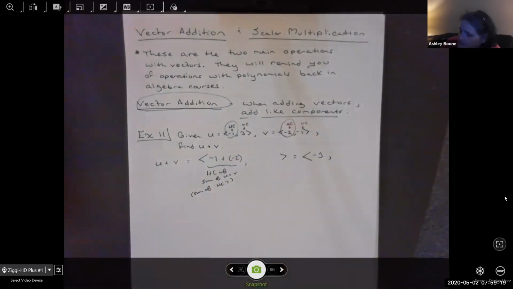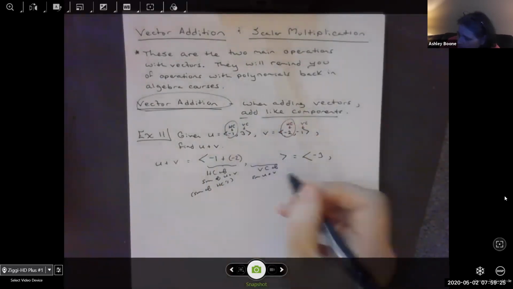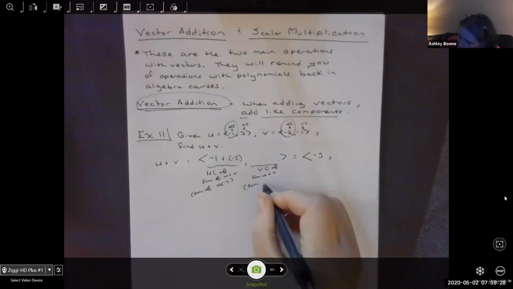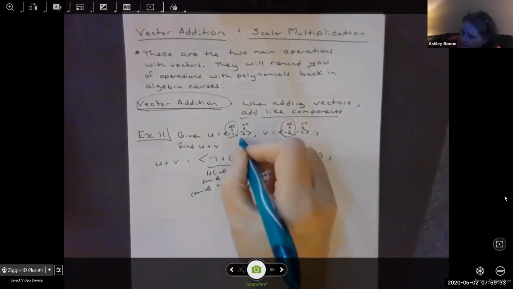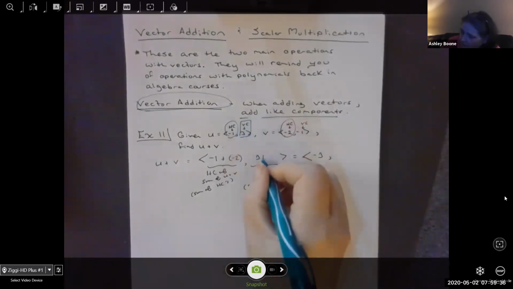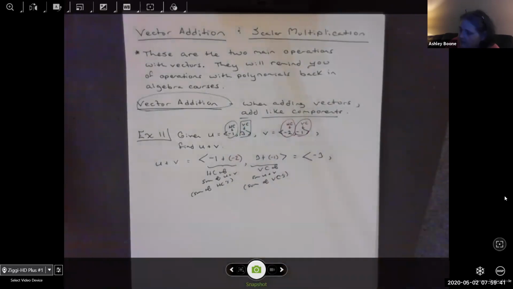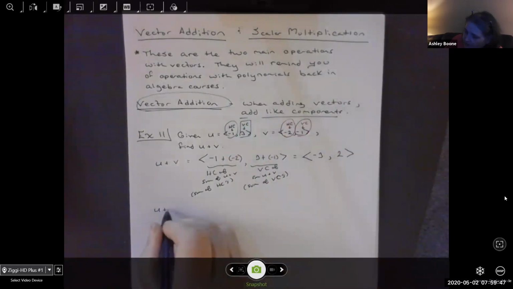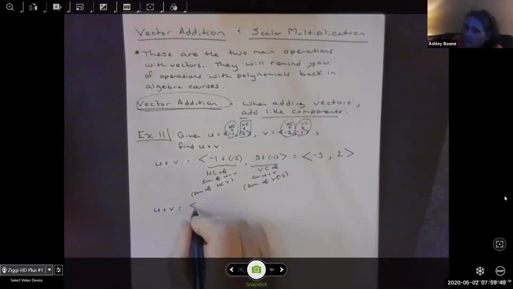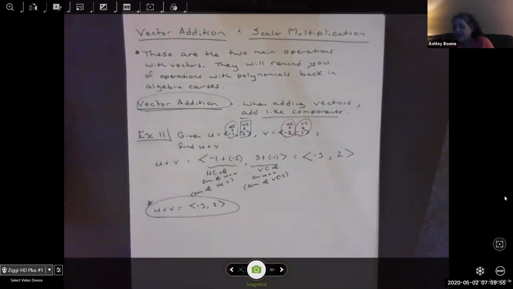For the vertical component of the sum u plus v, I get the sum of my vertical components. So I take the vertical component of u, 3, plus the vertical component of v, -1. 3 plus -1 is +2. So the vector u plus v is, in component form, -3, 2. That's my answer. That's adding like terms just like we did before.